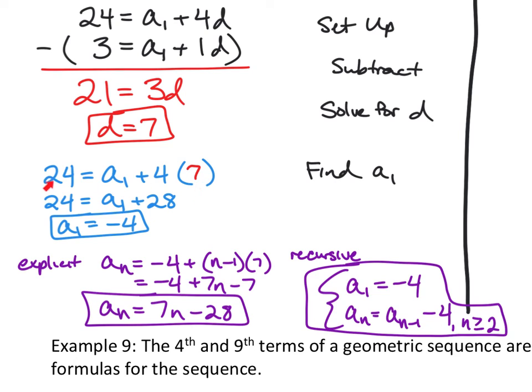That's just my habit. I rewrote the top equation, but instead of writing d, I wrote 7, because then I'm able to solve for a1. And once I have the common difference and the first term, I can fill out both the explicit formula and rearrange it, and the recursive formulas.